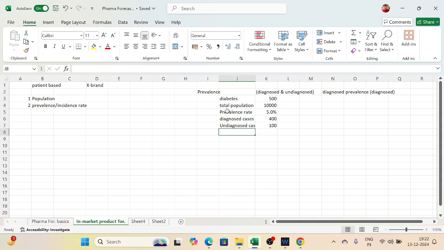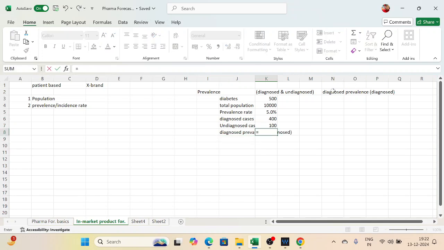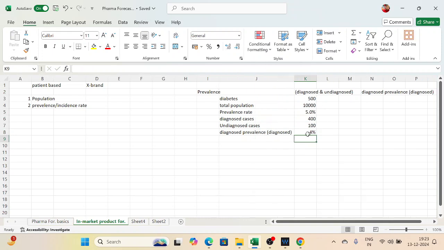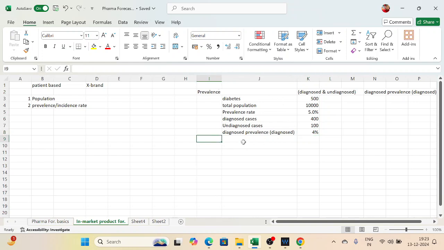So what will be your diagnosed prevalence here? It will be 100 divided by 10,000, right? So it will be your, okay, I have taken 400. Sorry for that. Okay, 400. So 4% will be your diagnosed prevalence rate. Understood? So this is prevalence. Don't worry, we will be discussing where prevalence we use. Okay, so let's discuss here only.